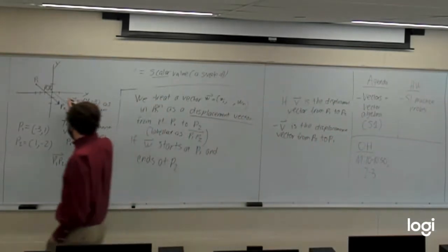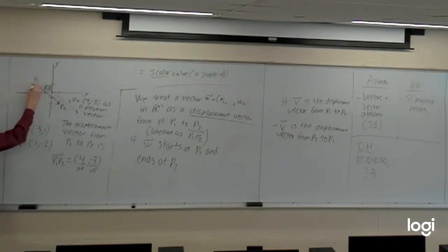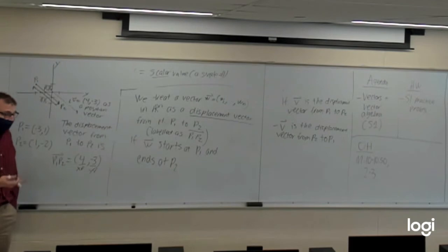So in this case, P1, P2 will be the arrow from P1 pointing to P2. If we were to take that same arrow and point it in reverse, that'll give us a displacement vector from P2 to P1. Oh, nice observation.